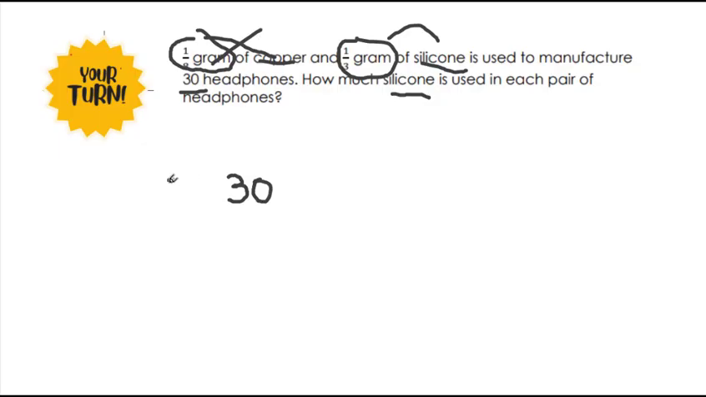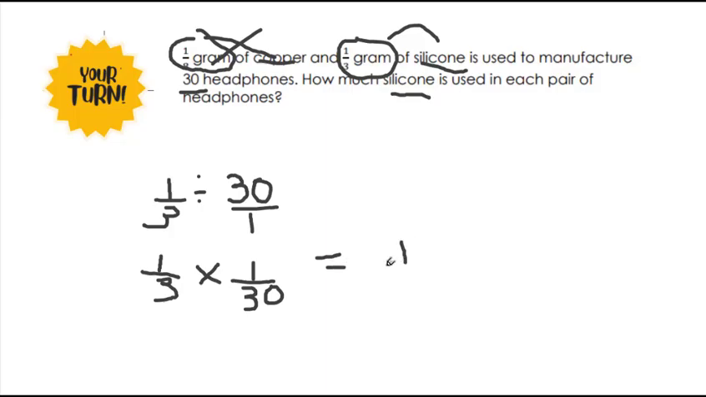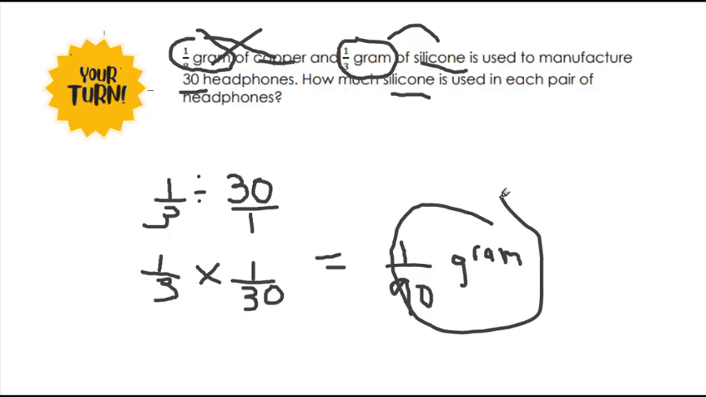I want to know, so I'm going to divide that up, 1/3 divided by 30. We're going to keep it, change, and flip. So we're going to flip that to 1/30. And your answer is 1/90th of a gram. That's how much silicone is used for each pair of headphones.